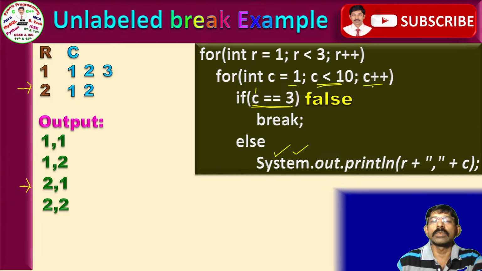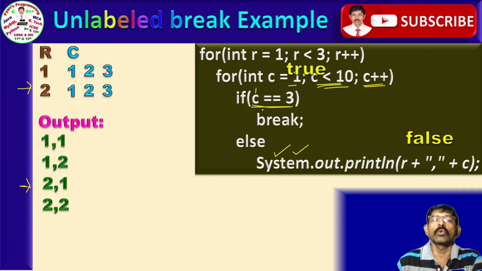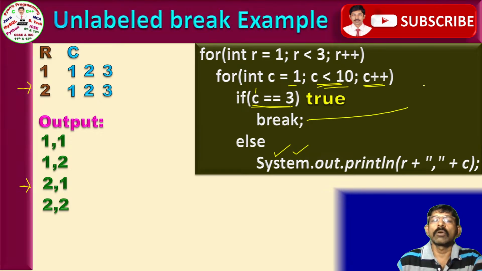C++, C will become 3. 3 less than 10, condition true. Then C is equal to 3. This is true now because 3 is equal to 3.